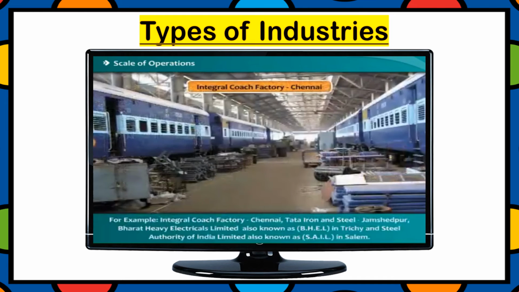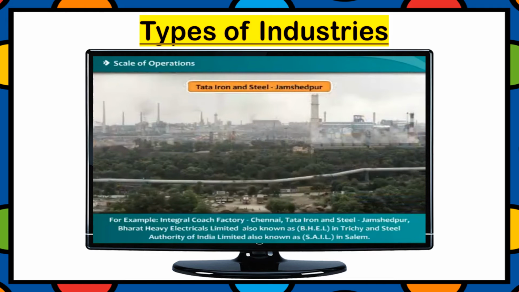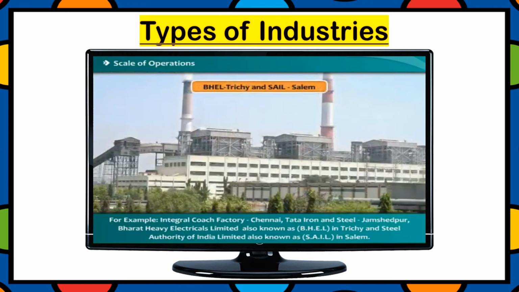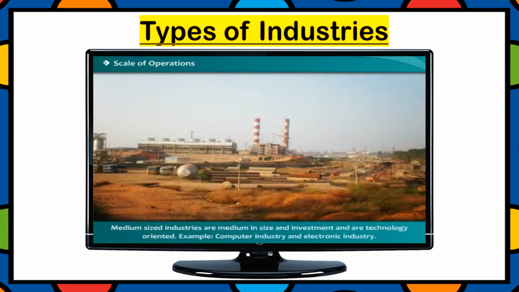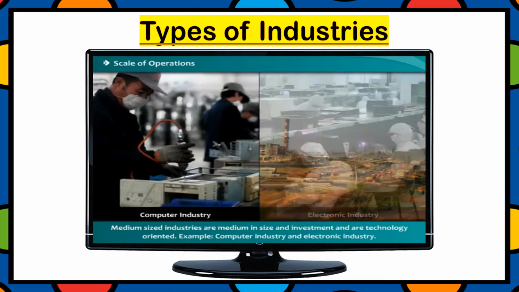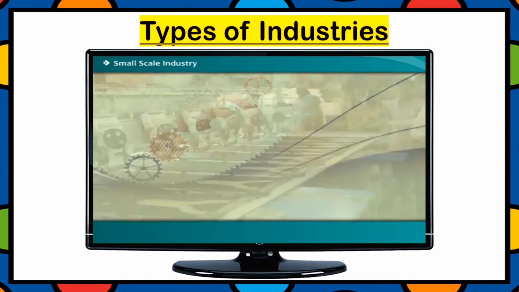For example, Integral Coach Factory, Chennai, Tata Iron and Steel, Jamshedpur, Bharat Heavy Electricals Limited, also known as BHEL, in Trichy, and Steel Authority of India Limited, also known as SAIL, in Salem. Medium-sized industries are medium in size and investment and are technology-oriented. Example, computer industry and electronic industry.